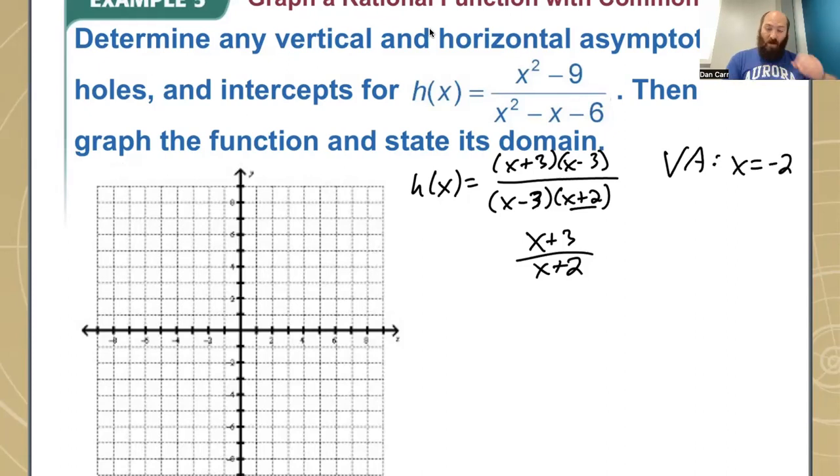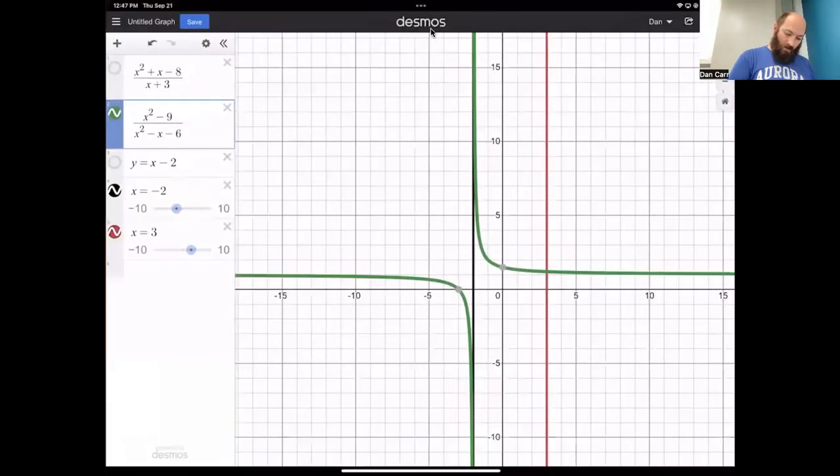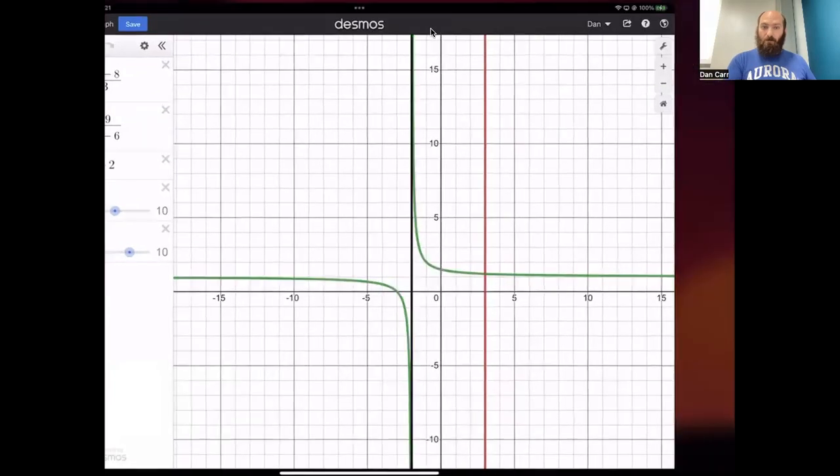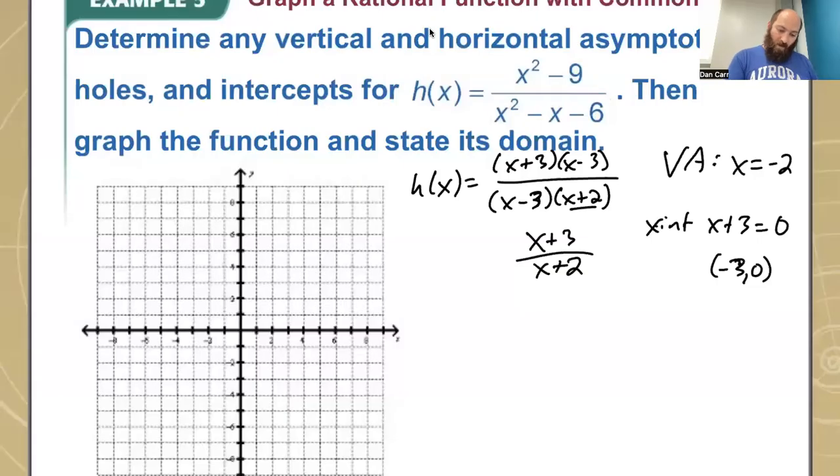Let me do my x and y-intercept, I should say. My x-intercept is going to happen when just x plus 3 equals 0. So that's going to happen at negative 3, 0. So again, that's what happened here. Negative 3, 0. Okay, so I got my x-intercept. Let's do my y-intercept. Okay, my y-intercept is going to be at x equals 0.